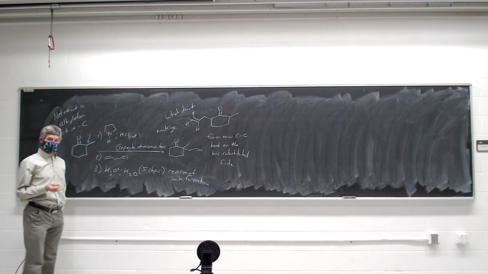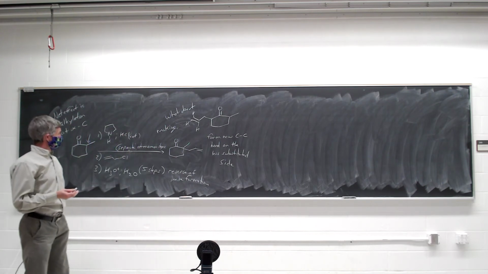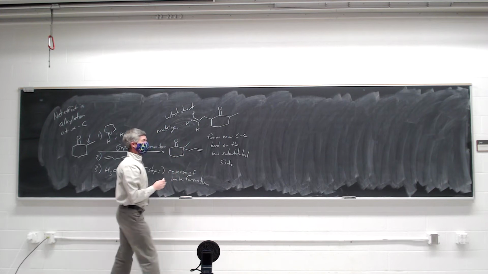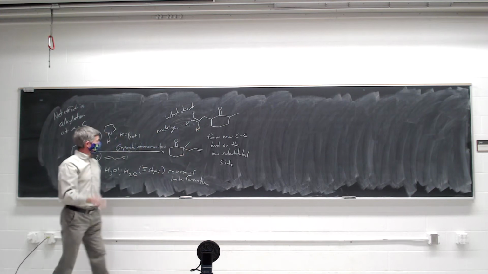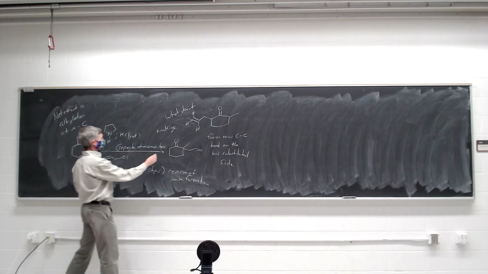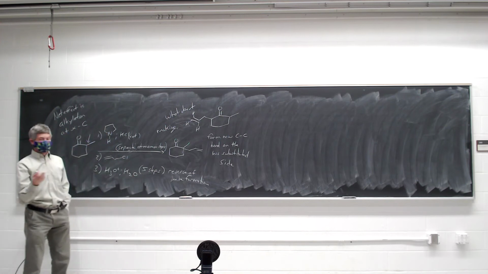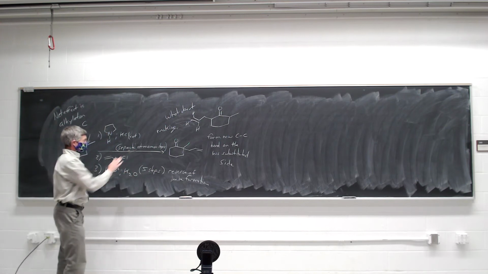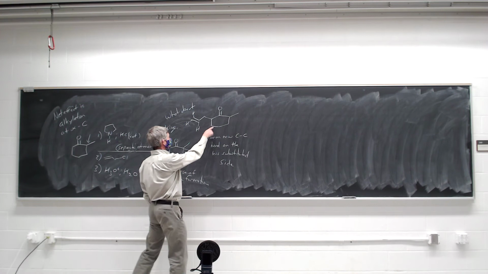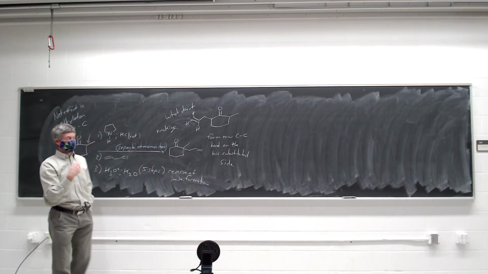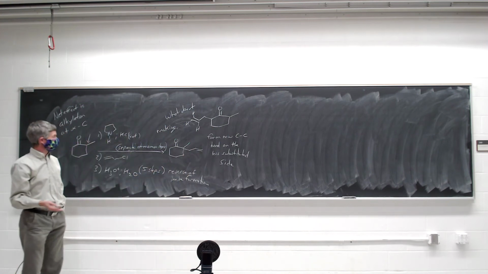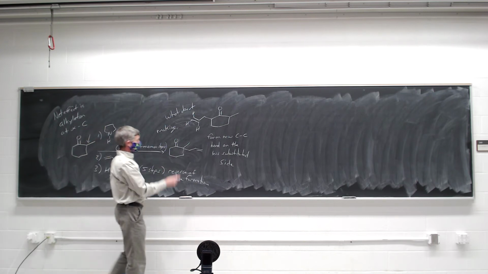Certainly we could use the Stork enamine synthesis, but we'd only be able to get about 20% of that, because the other 80% would have been thrown away at the enamine stage. Or alternatively, if you don't want to separate at the enamine stage, you can actually make this mixture of carbonyl compounds and then try to separate the mixture of carbonyl compounds. So that's an alternative.